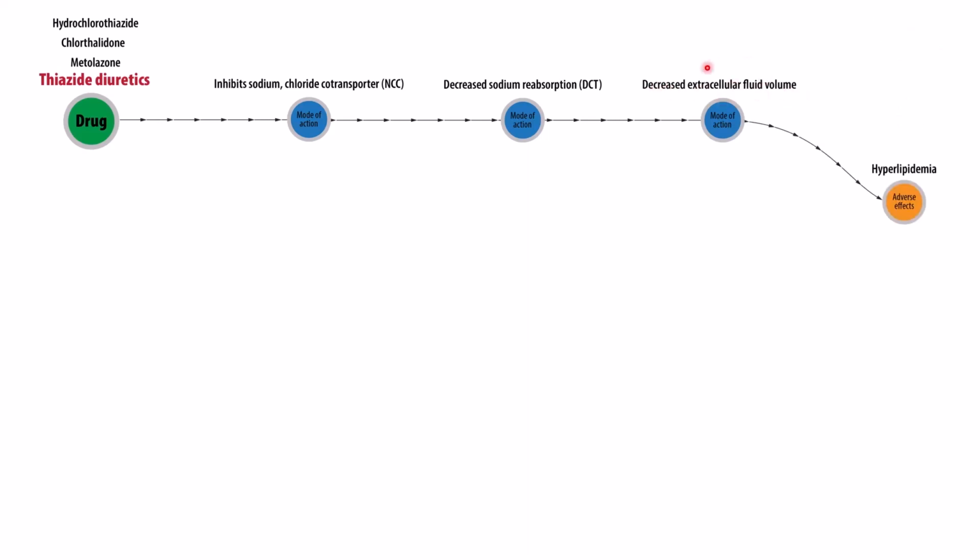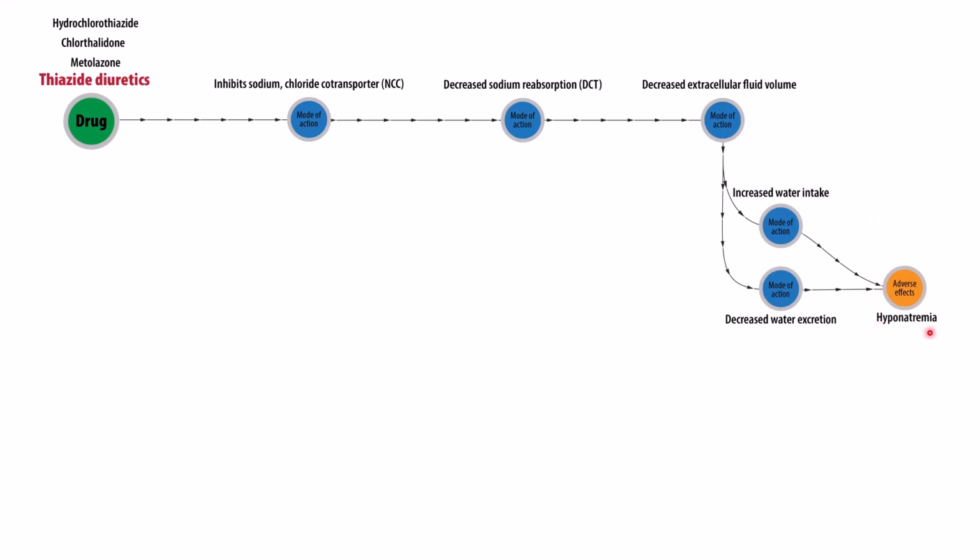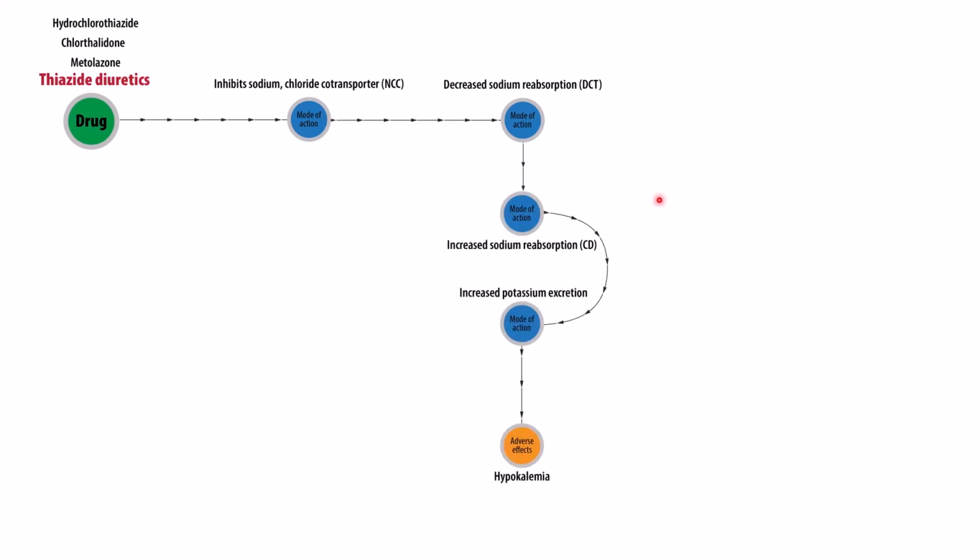Because of the decreased extracellular fluid volume, that can lead to one of the adverse events, which is hyperlipidemia. We'll talk about that mechanism. Another adverse event is hyponatremia, and that's because the decreased fluid volume leads to an increase in water intake and decreased water excretion by the kidneys. So you're taking in more water and you're retaining more water, which dilutes out the serum sodium, and that's what leads to hyponatremia. While that's not a good event, because it does lead to increased water intake and decreased water excretion, it is a good drug to use to treat nephrogenic diabetes insipidus, and we'll talk more about that in detail.